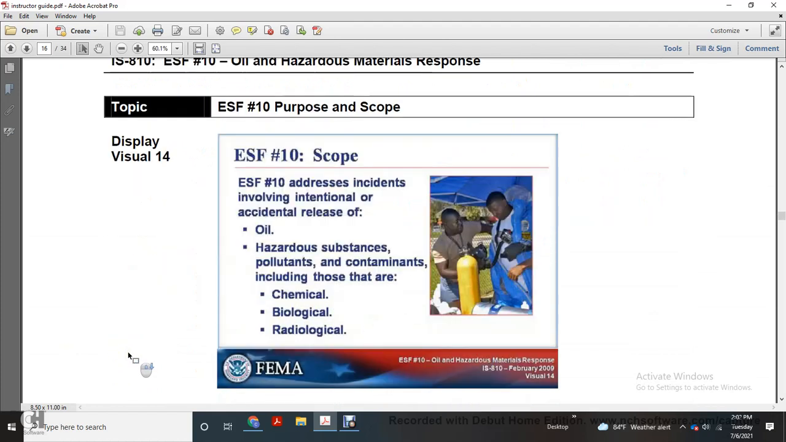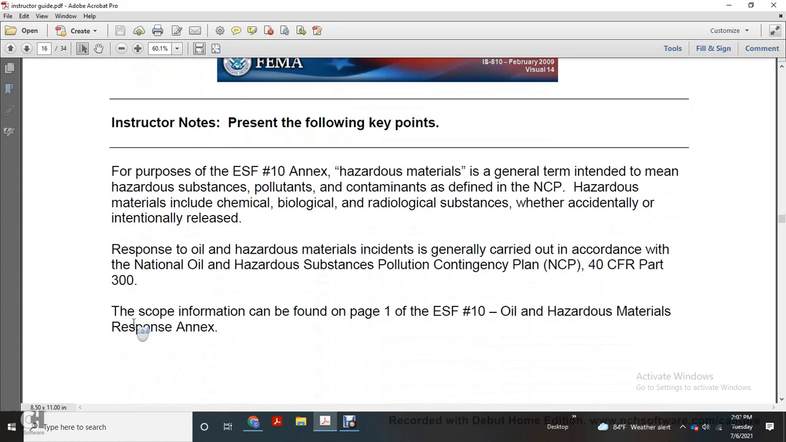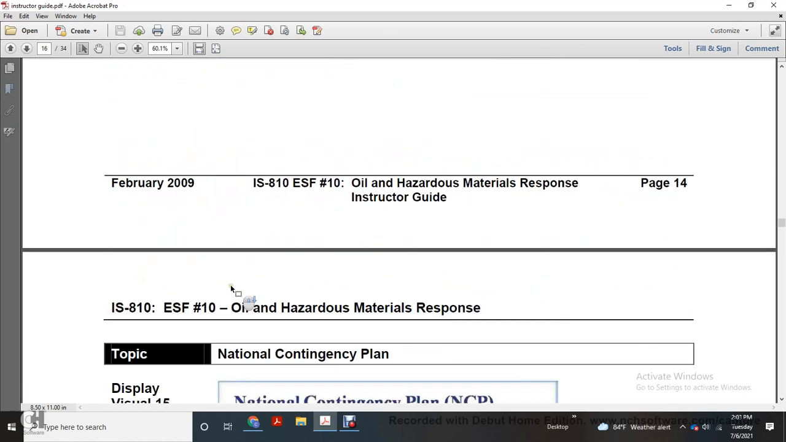Display visual 14, Emergency Support Function number 10 scope. It addresses incidents involving an actual or potential accidental release of oil and hazardous substances, pollutants, and contaminants, including those that are chemical, biological, and radiological. For purposes of the Emergency Support Function number 10 annex, the general term hazardous material is intended to carry the meaning of hazardous substances, pollutants, and contaminants as defined in the National Contingency Plan. Hazardous materials include chemical, biological, and radiological substances. The initial response to oil and hazardous material incidents is generally carried out in accordance with the National Oil and Hazardous Substances Pollution Contingency Plan, Title 40 CFR Part 300. The scope information can be found on page 1 of the Emergency Support Function number 10 Oil and Hazardous Material Response Annex.